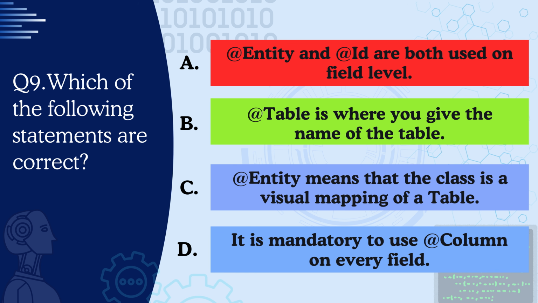Now B is correct because @table is where you give the name of the table. C is also correct because @entity tells Spring Boot that this class will be a mapping of some table. Now D is not correct. Yes, @column maps Java fields with columns, but if the column name and Java field name are exactly the same, then there is no need to add @column on it.